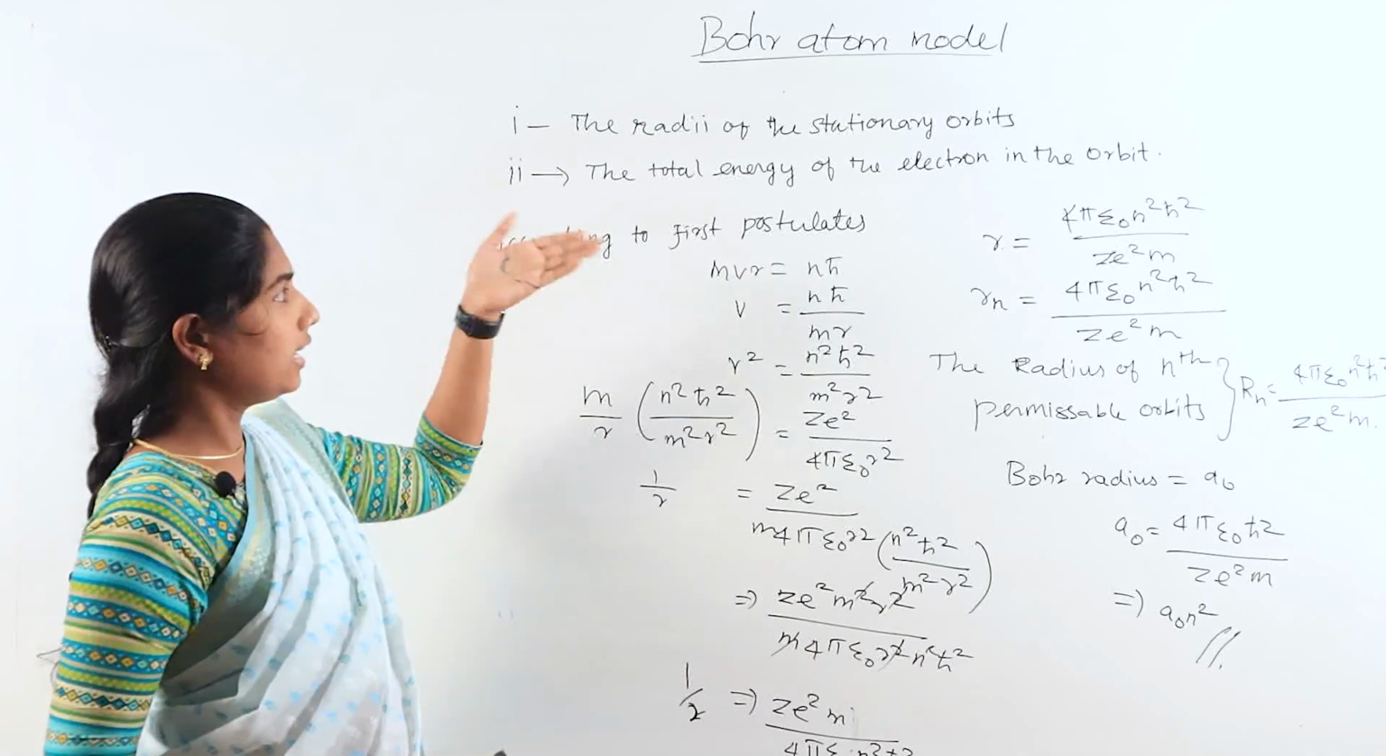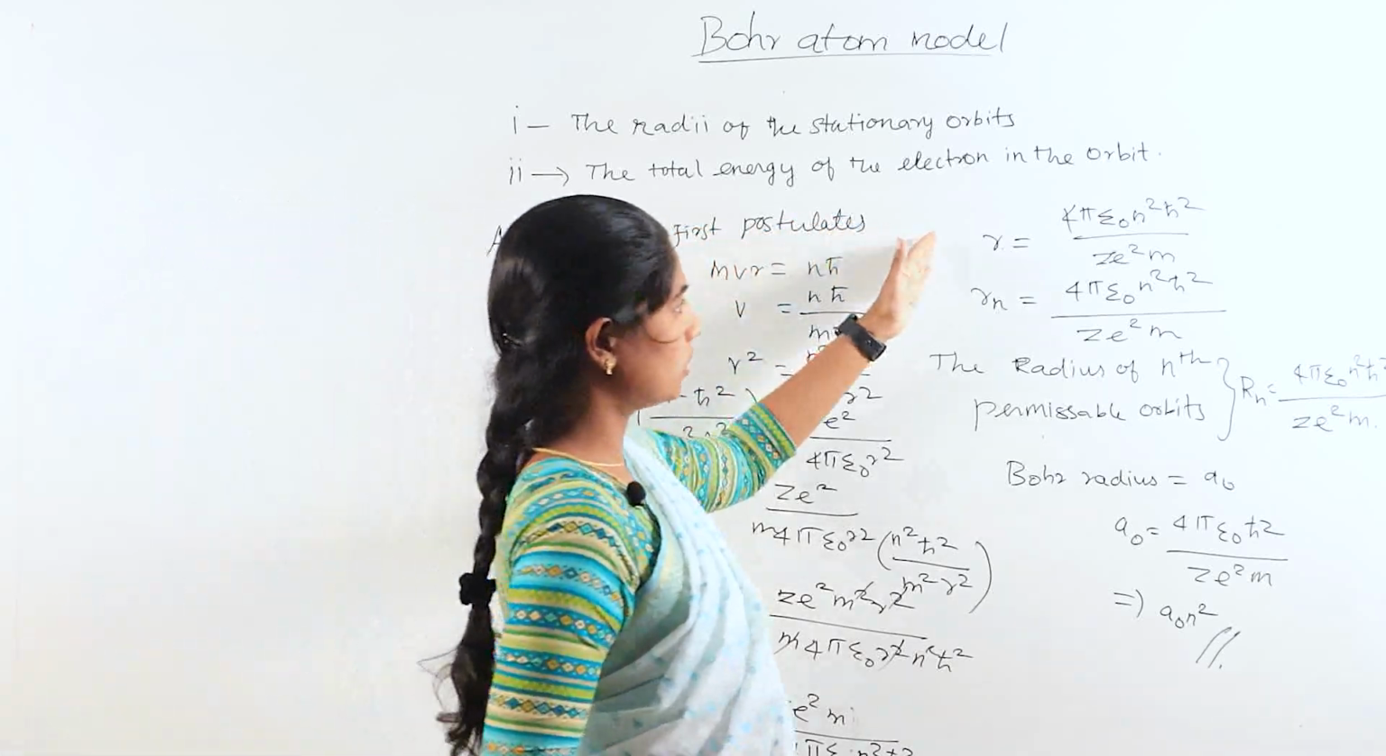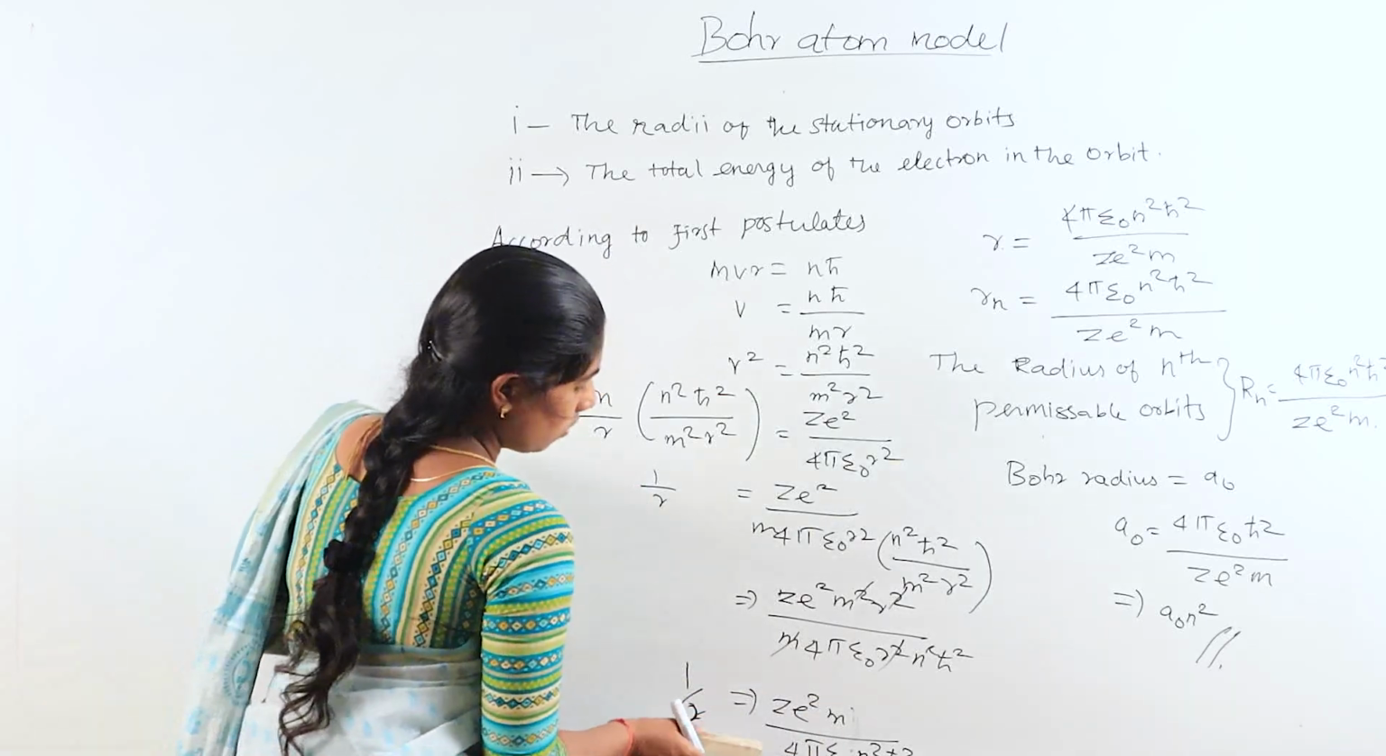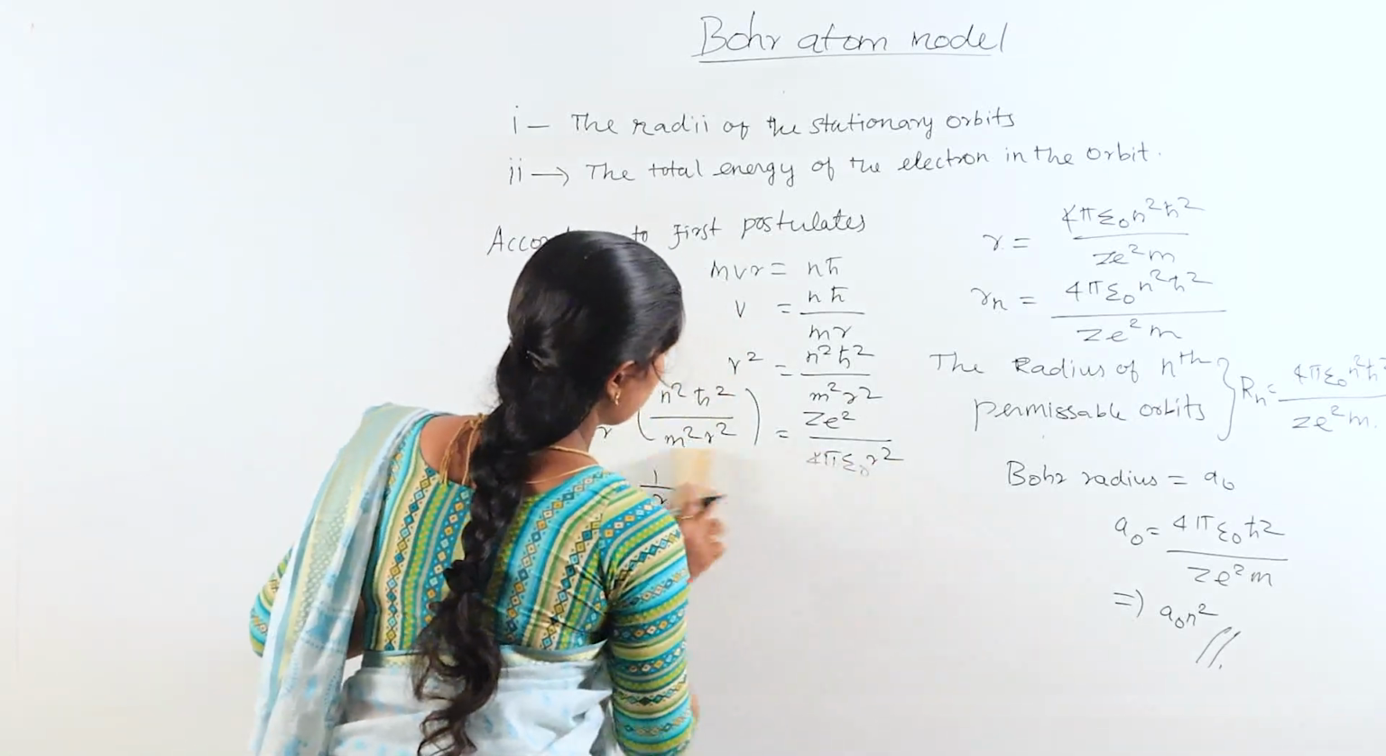And the second term is the total energy of the electron in the orbits, the total energy of the electron in the orbits.